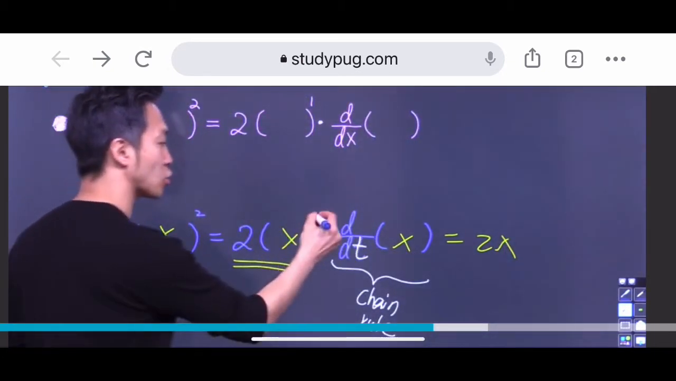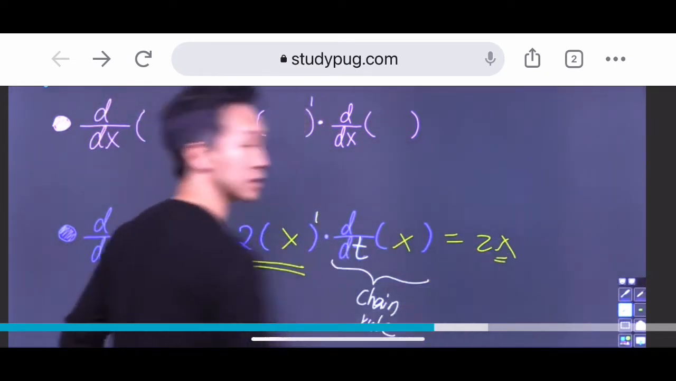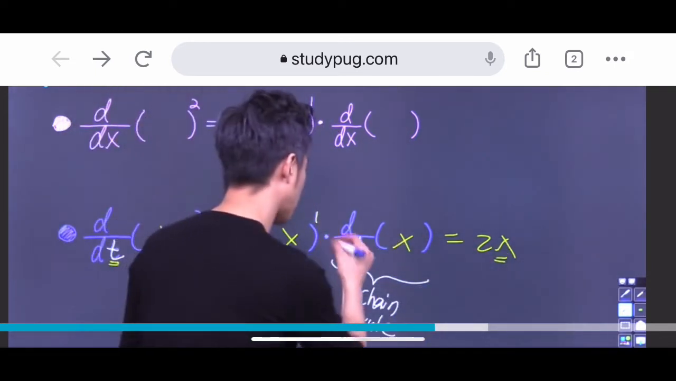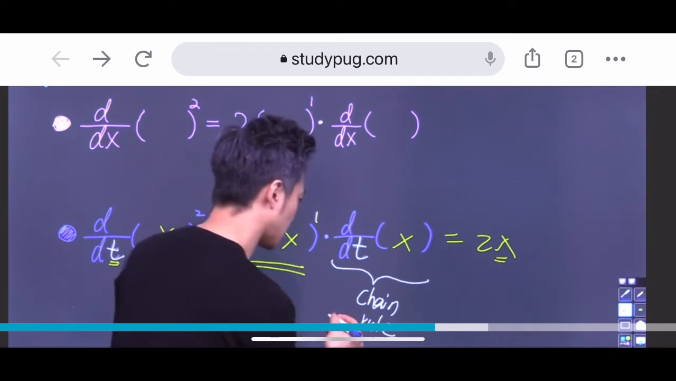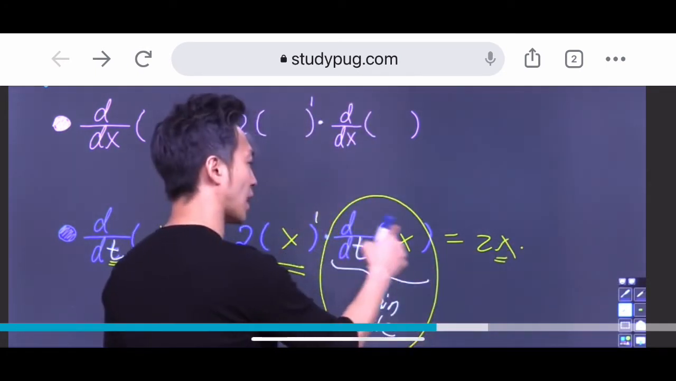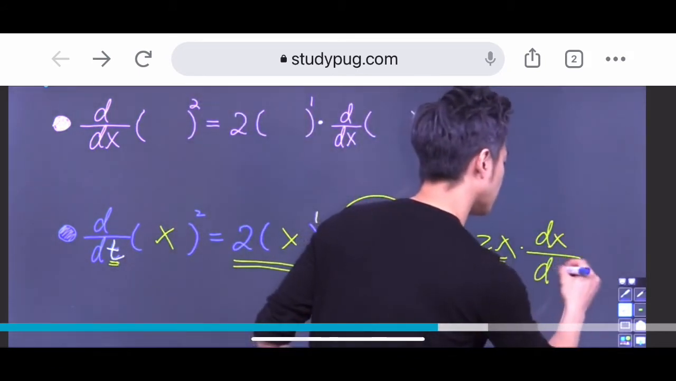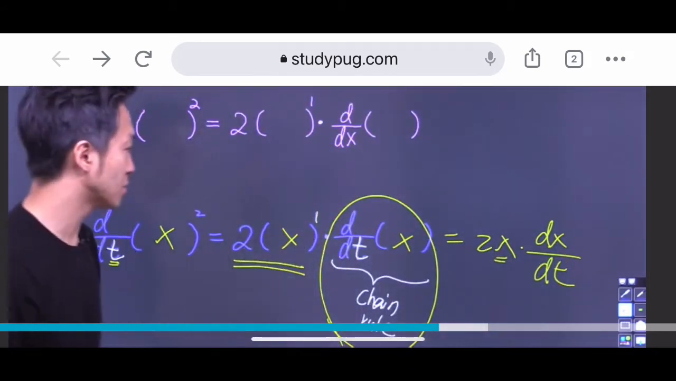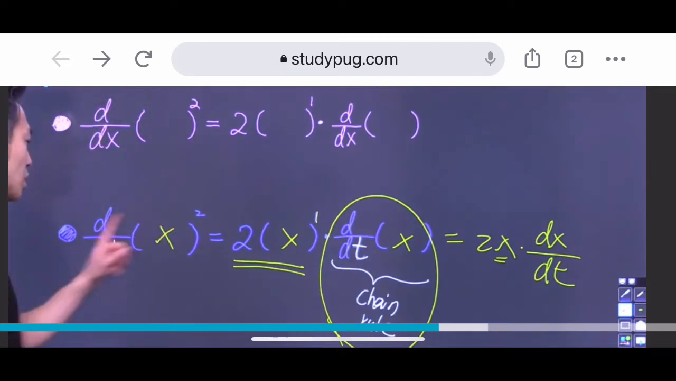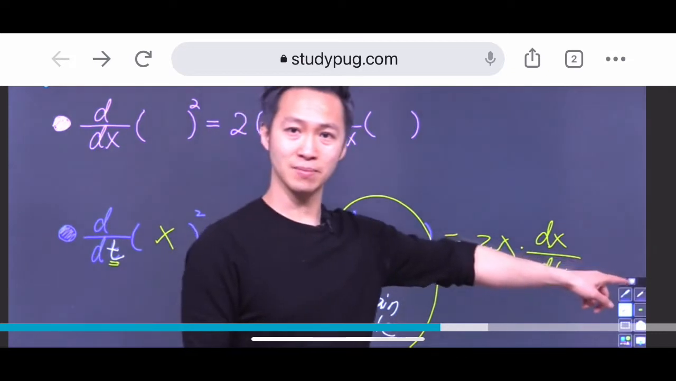Right. By the way, anything to the power 1 is just itself, right? So x to the power 1 is just x. Okay, now, how about the chain rule portion? So in the chain rule portion right here, what do we have? We just have dx over dt. Done. Just like that. Super easy. So the derivative of x squared with respect to time is 2x dx/dt.